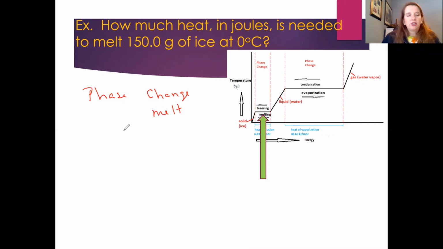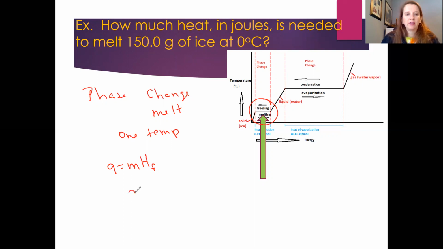No. So if there's only one temperature given, we cannot use Q equals MC delta T. We have to use Q equals M times H. We have two different H's. We have HF and we have HV. This one, because it's happening down here in the freezing melting phase change, we use HF to represent the heat of fusion.